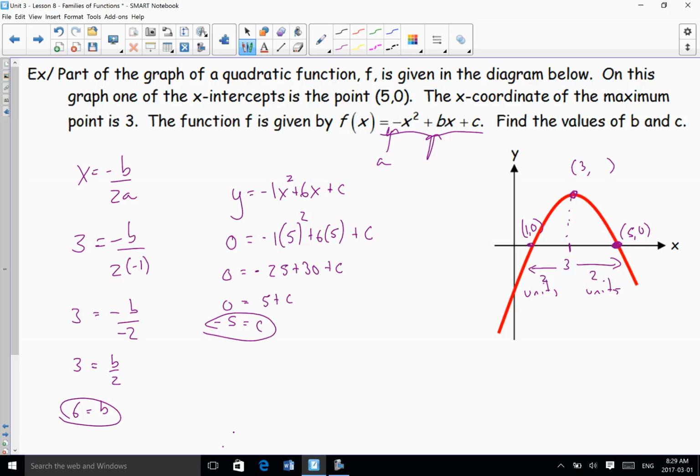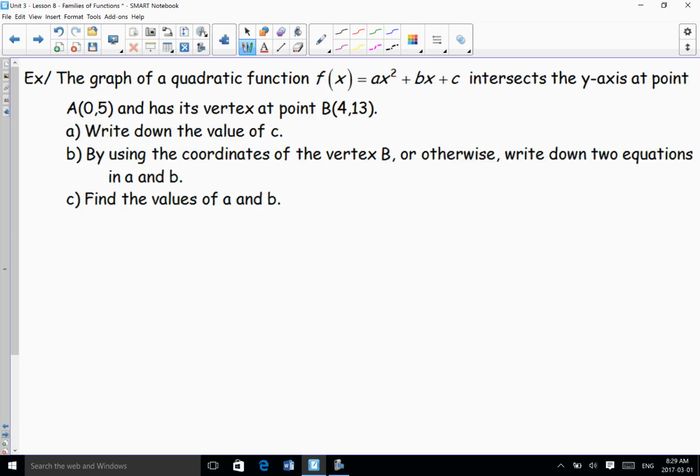We'll try another one. Today's all just examples. So graph of a function is given by the standard form. It intersects the y-axis at point A, (0, 5), and has a vertex at (4, 13). Write down the value of c. Well, c is our y-intercept. That's the whole idea of when they put zeros in for x's, you're left with your y-intercept. So we know that c has to be 5, because we're told the y-intercept is 5.